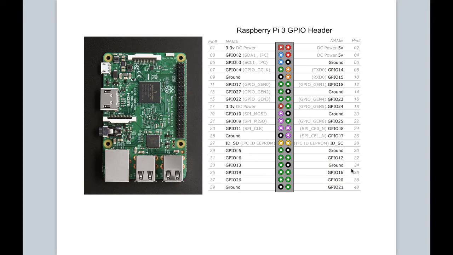Now let's take a closer look at the GPIO pin layout. Here we will examine the layout for the Raspberry Pi 3. There are 40 pins altogether. Pin 1 on the Raspberry Pi board is referenced by pin 1 on the diagram. Then we have pin 2, pin 3, 4, and so on.